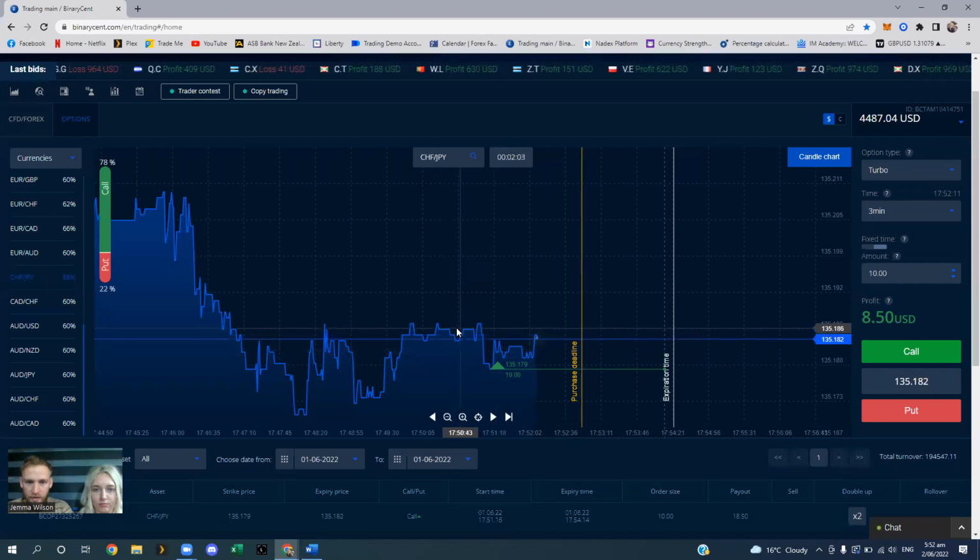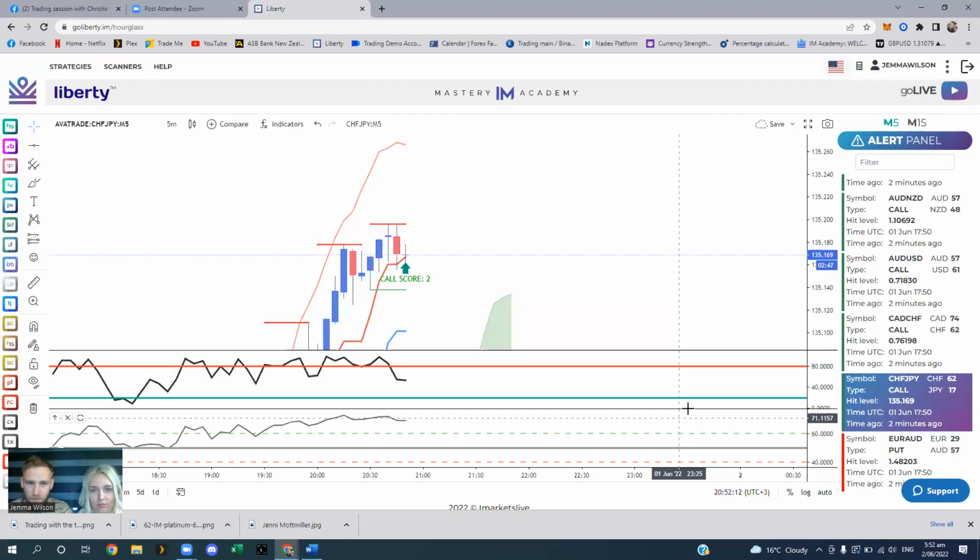Got to break through this area. Oh, how long's it got? 3 minutes in this candle.